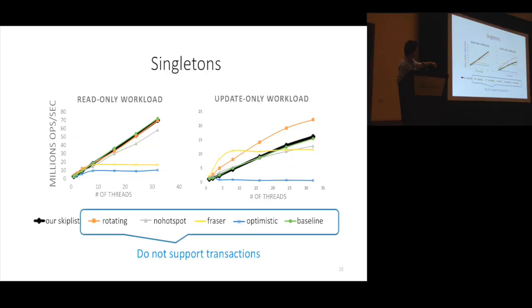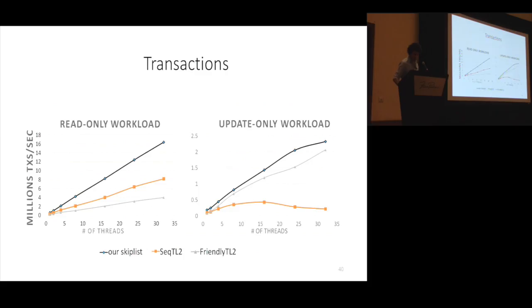Now it's important to see this data structure does not support transactions. This is the data one atomic operation. And we can see that our skip list, the black one, is as good as the baseline. It is the skip list that we use in order to implement our index. Better than the index, but it shows that we have not much overhead.